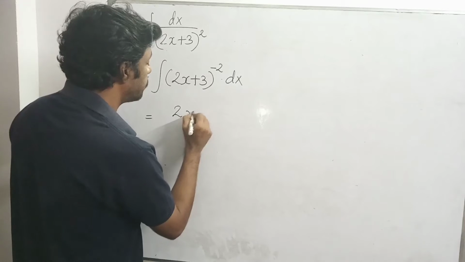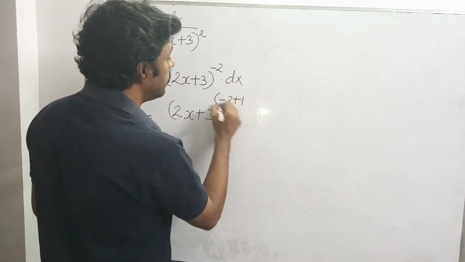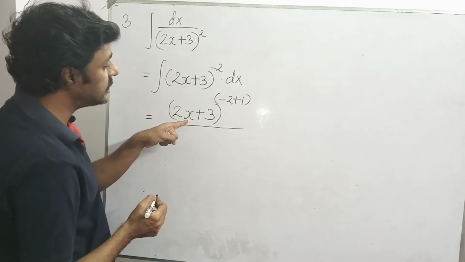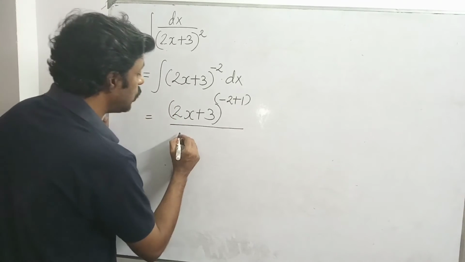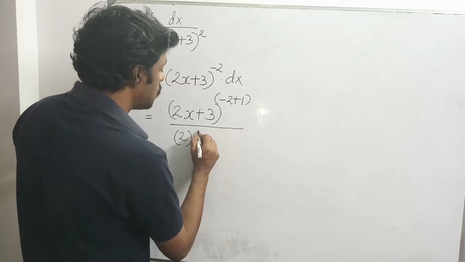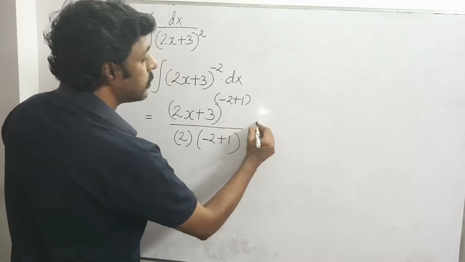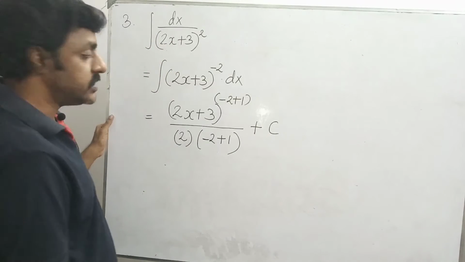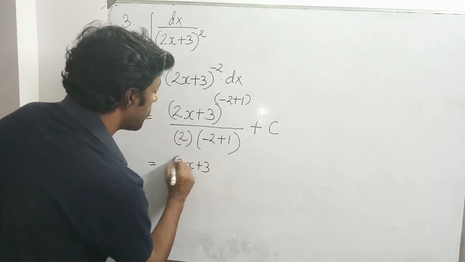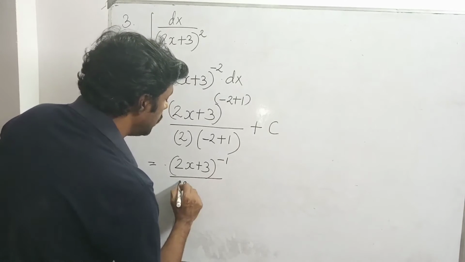This is x power n plus 1 divided by, see, you have this variable x, it is associated with number 2. So I am going to put only 2 over here, provided x power n plus 1 divided by n plus 1 plus c. c is the integration constant.